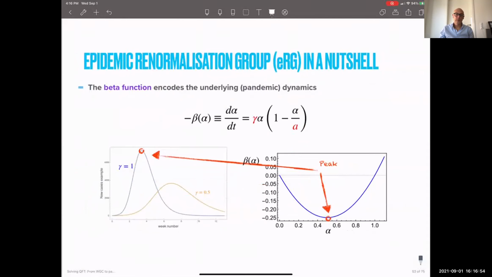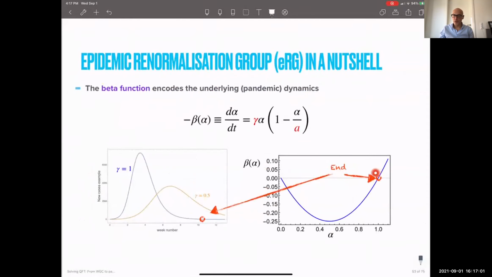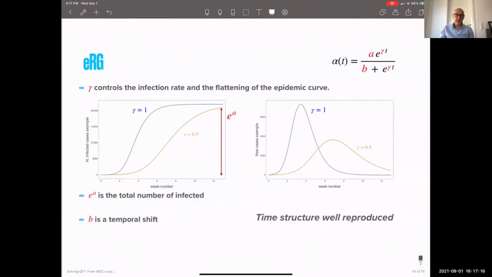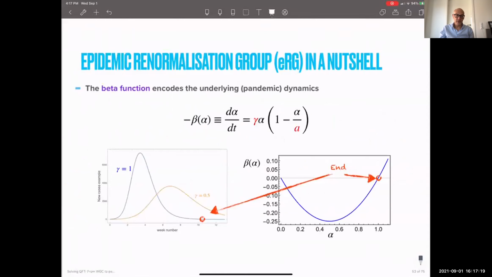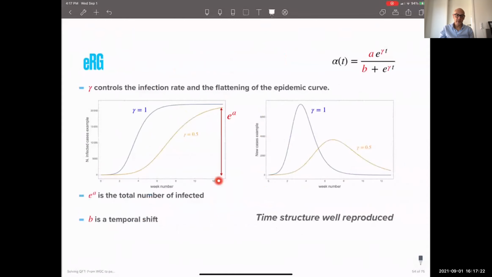If you go to the peak, this is the peak of the pandemic for gamma equal to 1. And if you go to the other fixed point, of course, this goes to the end of the pandemic. The interacting fixed point will correspond to the final number of constant infected people in the end. Right, excellent. What is A? Well, e to the A is the area beneath this curve, and it's nothing but the total number of infected people in the end. And this remains constant as you change gamma. So all the strategies that were actually used during the first phases of pandemics were to curb gamma.